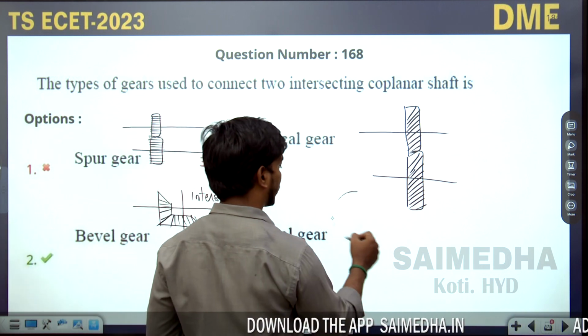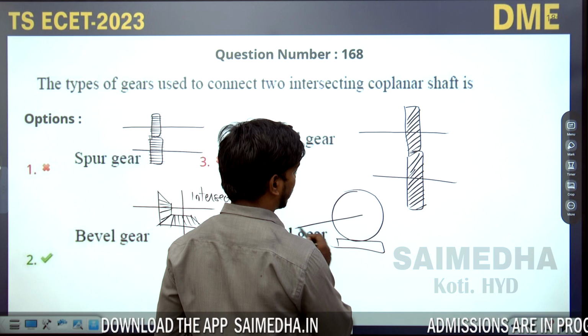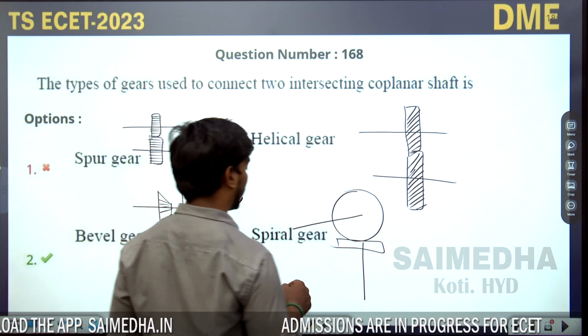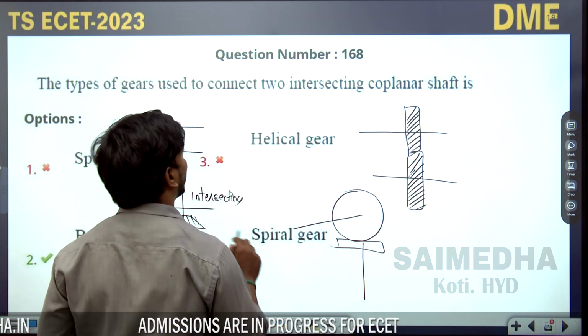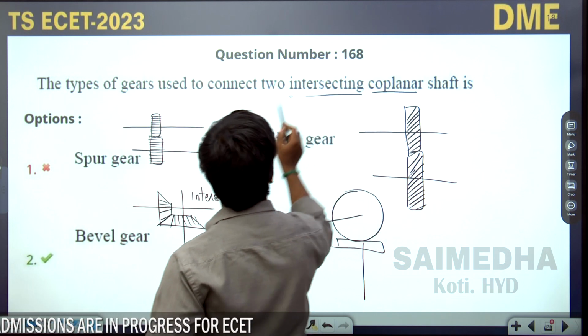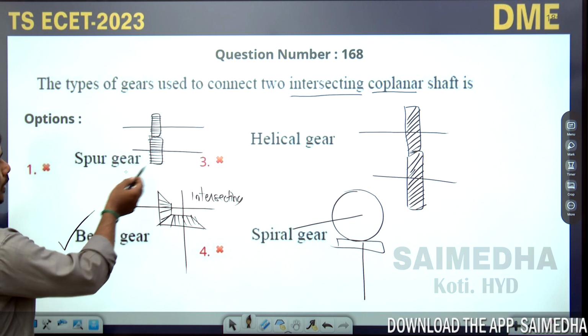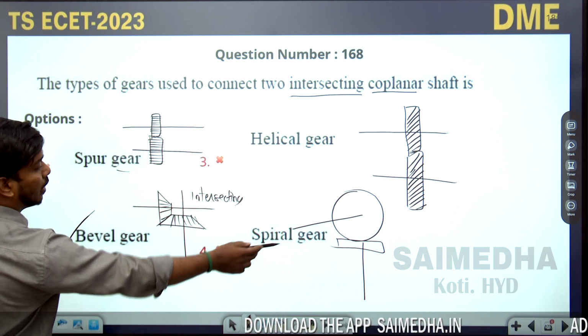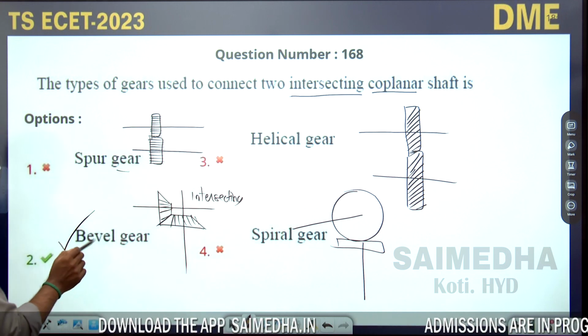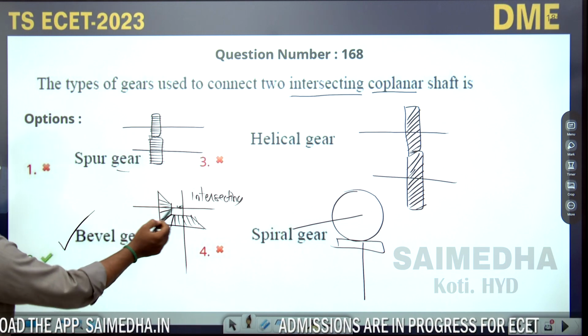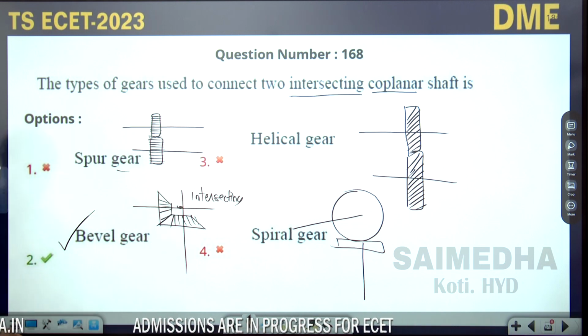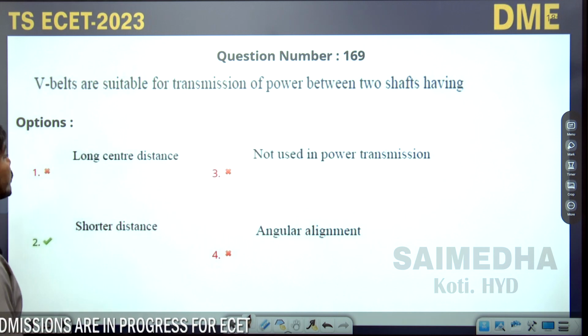Spiral gears. Its axis is like this, never intersecting, non-coplanar. So what is the correct answer? Coplanar intersecting is bevel gear. The options are coplanar parallel, non-coplanar non-parallel non-intersecting. This is coplanar and intersecting. Check the axis to see that they intersect. Bevel gear is the correct answer.